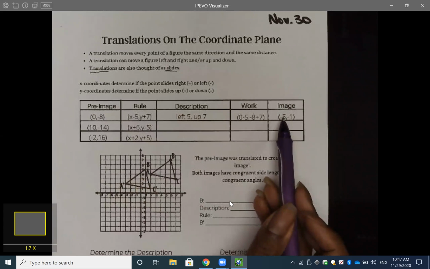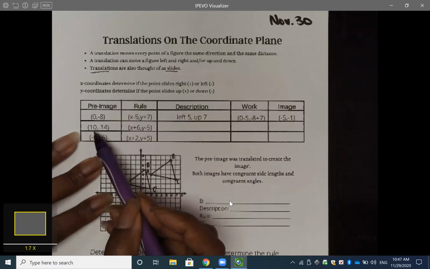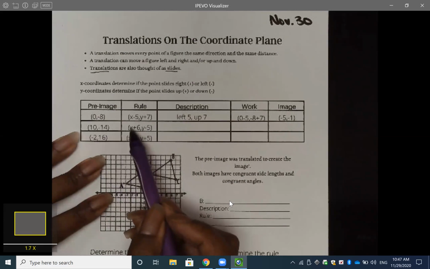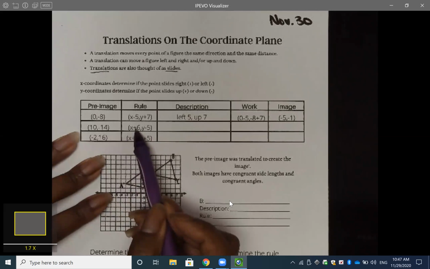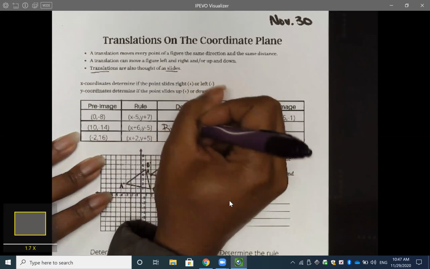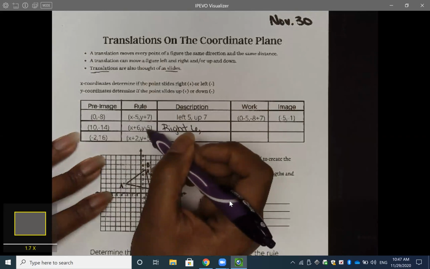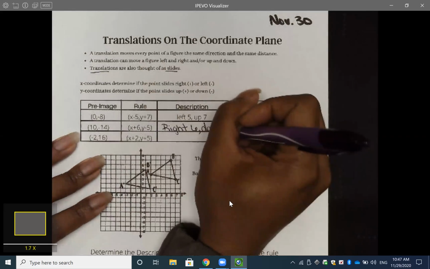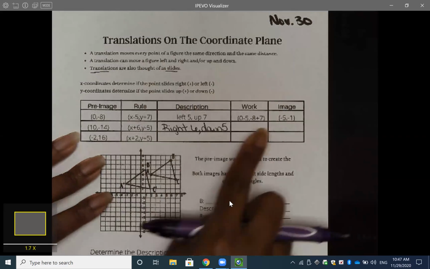Okay, so let's try it again. We have our pre-image, which is at (10, -14). The rule is x plus 6, y minus 5. So since our x is positive, that tells us we're going to the right 6. And since our y is negative, that tells us we're going down 5. So now we're going to do our work.